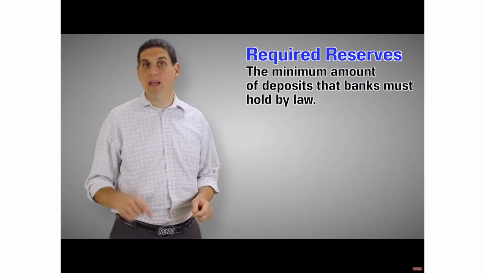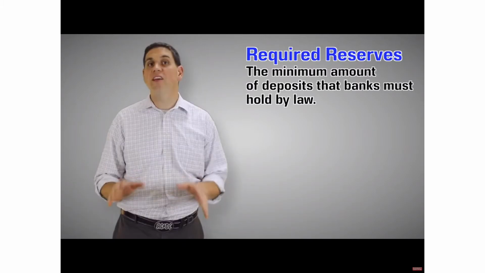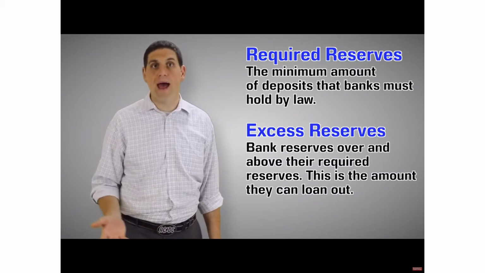Now the amount of deposits that the bank needs to hold by law is called a required reserve. In the United States, it's 10%. This means that the other 90% is something called excess reserves, and they're free to loan that out.